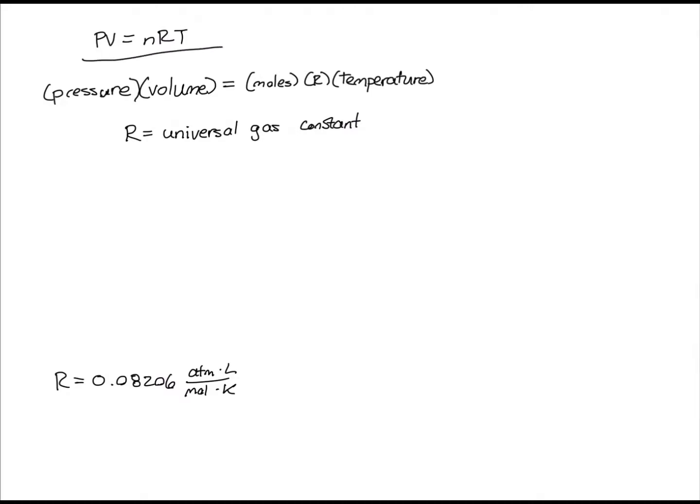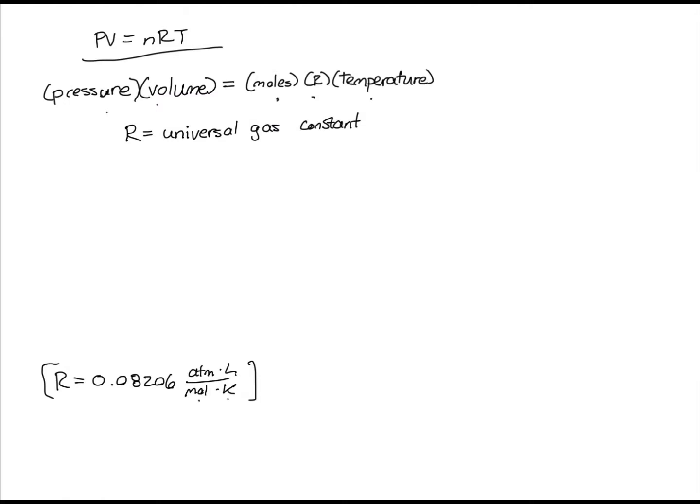This is the ideal gas law, and it explains the behavior of a given amount of an ideal gas. The ideal gas law is pressure times volume is equal to the number of moles of gas you have times the universal gas constant R times temperature. R is the universal gas constant, and it is expressed in units like these ones down here, where you have pressure times volume over moles times Kelvin.